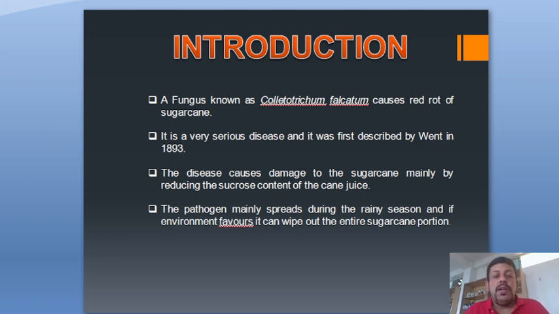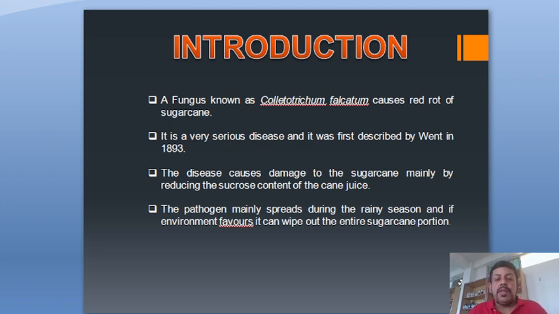So in the sugarcane also, the pathogen attacks the internode portion, and in the internode portion they try to get all the sucrose for their nutrition, and slowly the sugar content of the plant will reduce. And if the sugarcane is attacked by this type of fungus, definitely we are not going to get a satisfactory yield or satisfactory sugar content out of our cultivation.